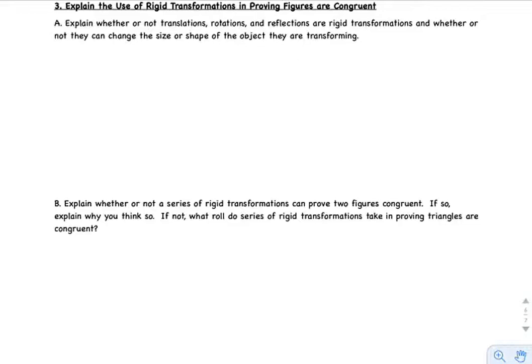And so if you look at the first question, explain whether or not translations, rotations, and reflections are rigid transformations, and whether or not they change the size of the object they're transforming. So a good answer here would involve two things. One, it would be answering the question directly, but then also talking about how you know they're rigid. And so if you think about translation, rotation, reflection, the hidden question is, what about their structure?